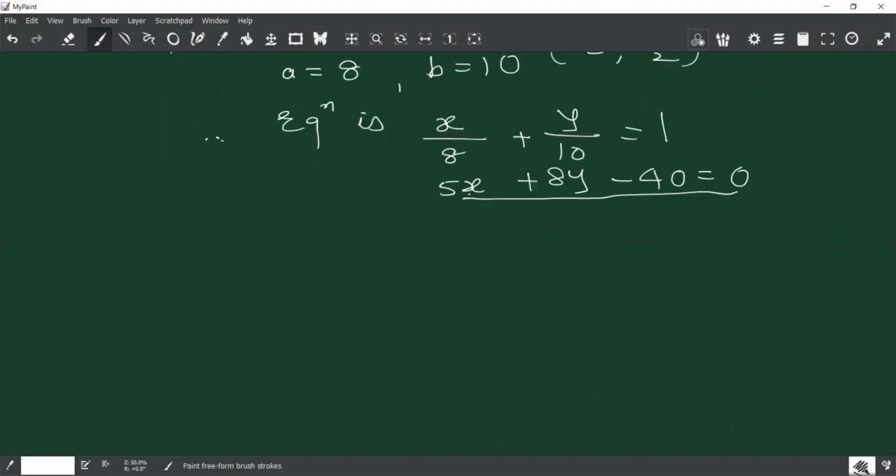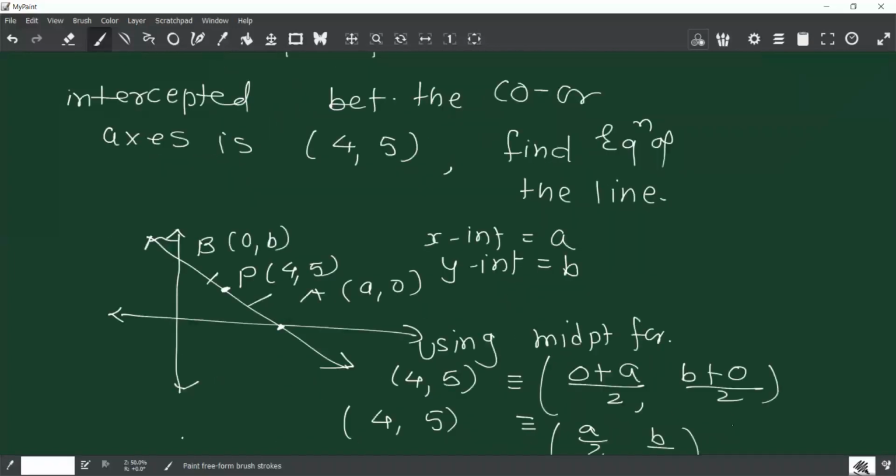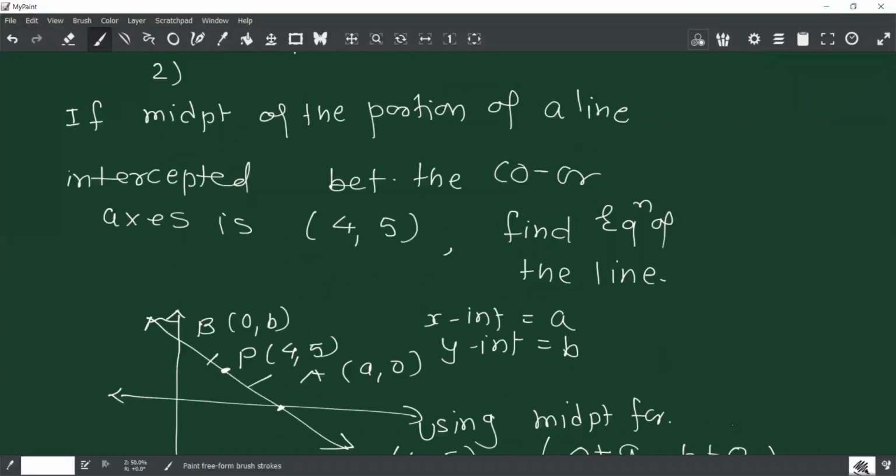I'm so happy that you are all able to do. Oh, you want to see the question? I'm so sorry, I did not read. See, this is the question. If the midpoint of the portion of the line intercepted between the coordinate axes is (4, 5).